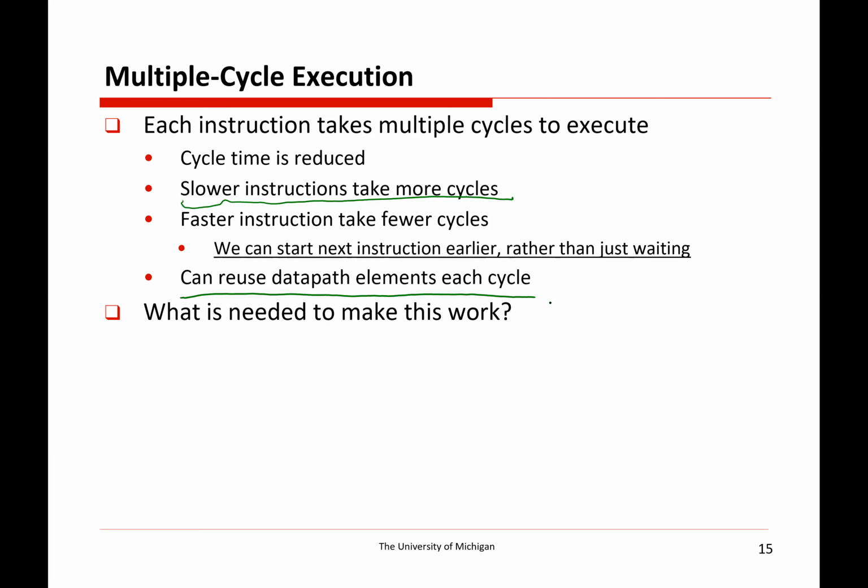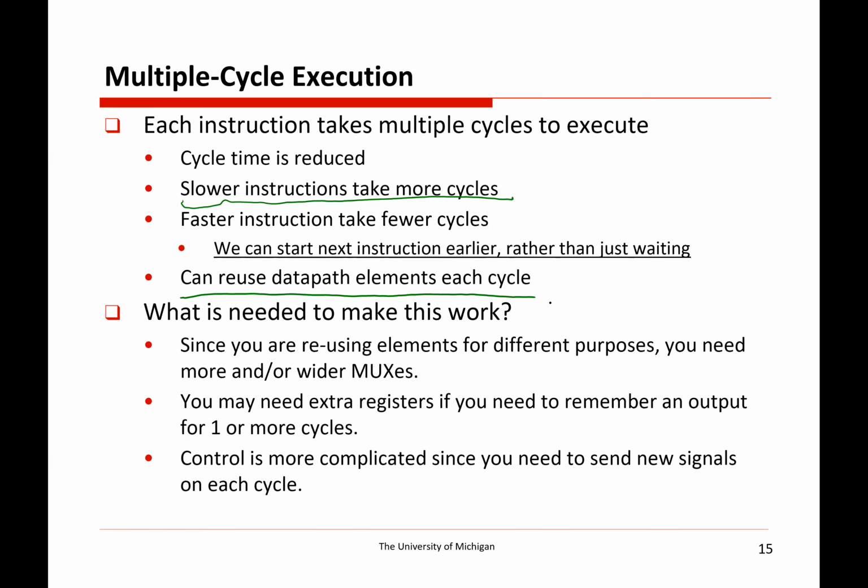What is going to be needed to make this work? Well, we're definitely going to need more storage elements. If we're taking more cycles to execute each instruction, we're going to have to remember values across multiple cycles. We're also going to have to reroute from different parts of the design. So we're going to need more muxes, more storage requirements, more registers. And the control is going to be more complicated because we need to keep track of how many cycles in we are to each particular instruction type.